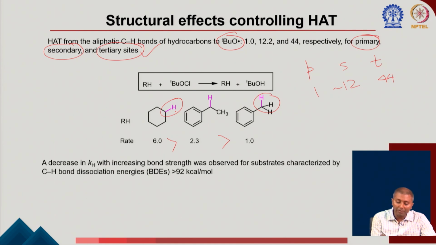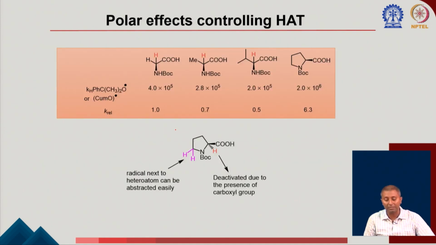So here again, as I mentioned, the decrease in kH with increasing bond strength was observed for substrates with C-H bond dissociation energies greater than 92. That means, once you see here again the factor which I mentioned, that the hydrogen which is going to get cleaved, if that is more nucleophilic, then that will be cleaved faster. Then there is another effect, the polar effect controlling hydrogen atom transfer.